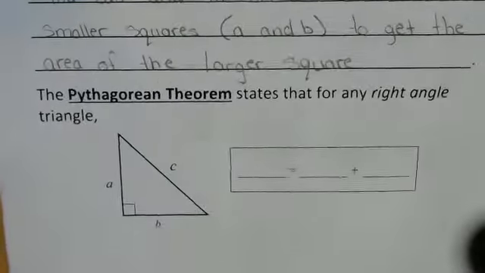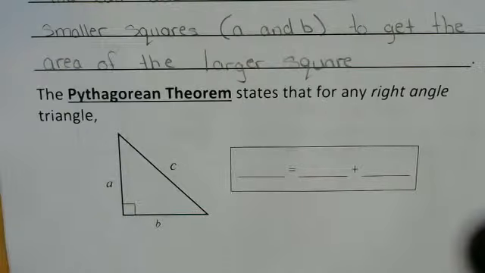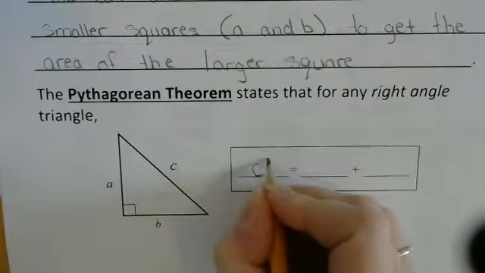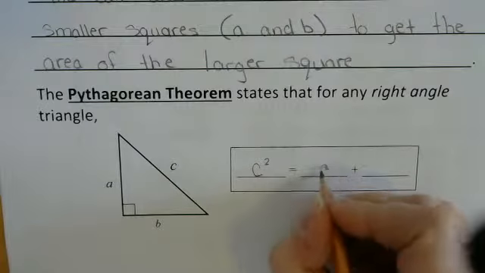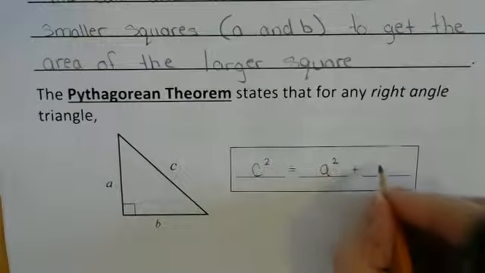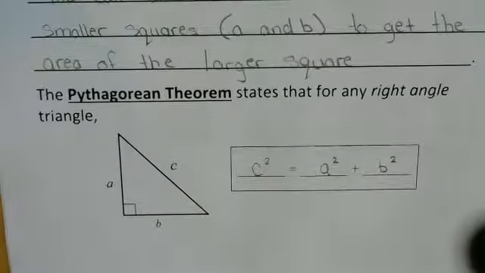So that means we have our Pythagorean theorem. C squared, which is the area of this one, is equal to the sum of the area of A plus the area of B. Just a quick review.